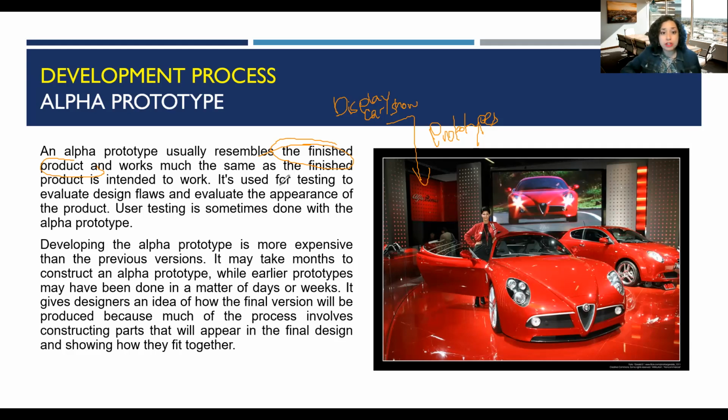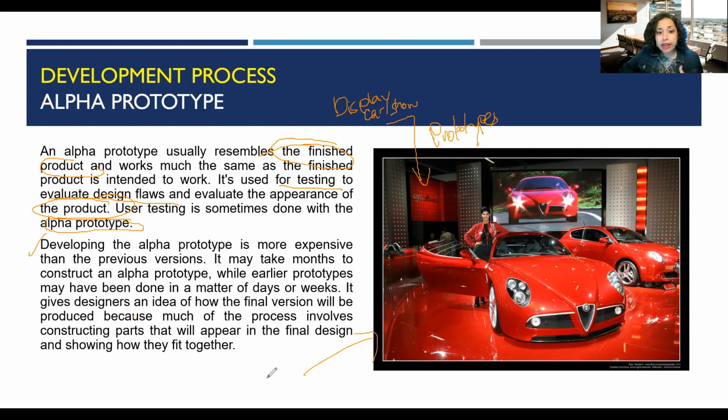Of course, it's used for testing to evaluate design flaws and evaluate the appearance of the product. So the testing is sometimes done with this prototype. Developing this prototype is more expensive than the previous version. Why? Because with alpha and beta prototypes, you are supposed to be working with similar materials and similar size. Especially with products as big as cars or airplanes, which use a lot of equipment and materials, it becomes expensive.